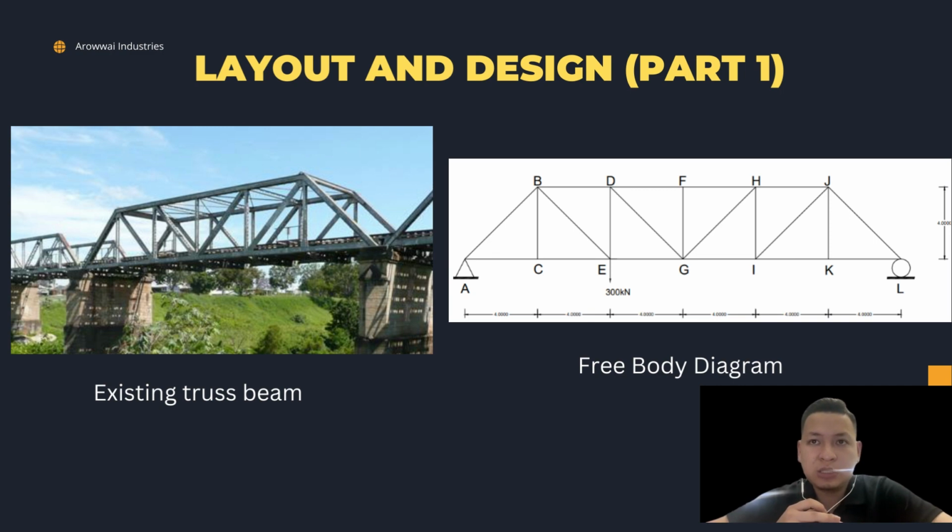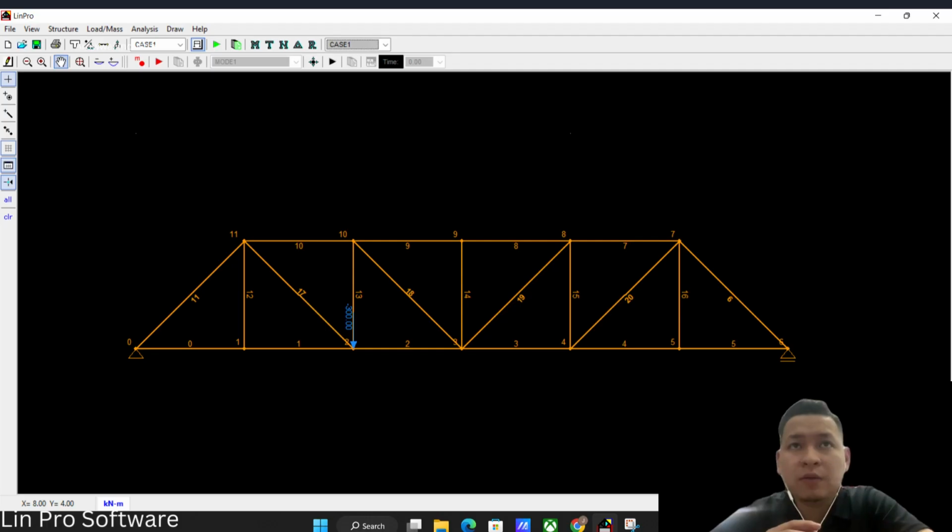As we can see here, on the left side is our existing truss beam as our reference, and on the right side is our free body diagram that we used AutoCAD to design, with 34 meter length and 4 meter height. For another design, we use Lean Pro software to design a bridge, because this app can calculate internal forces and also deflection of the bridge that we design.